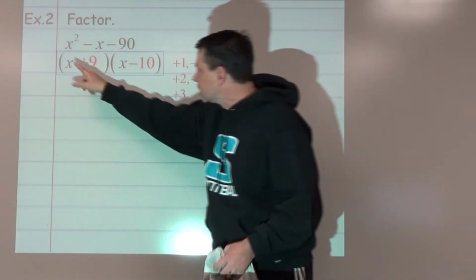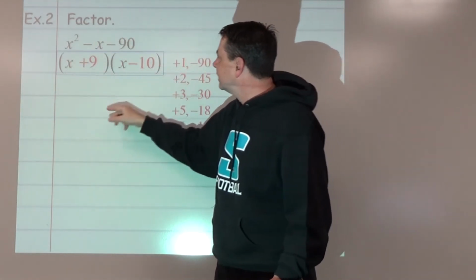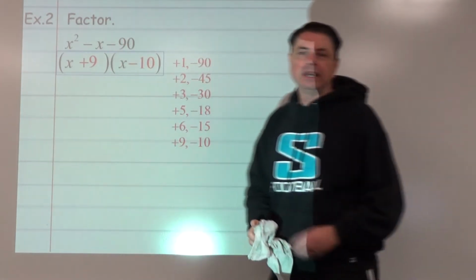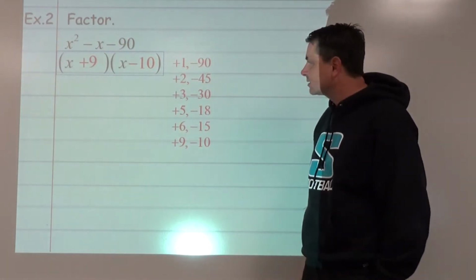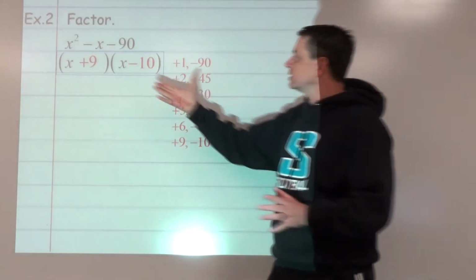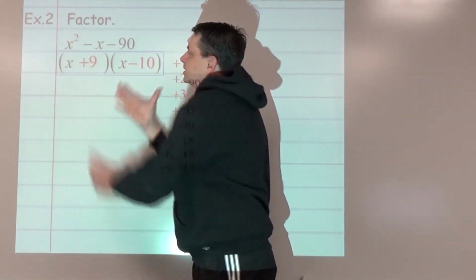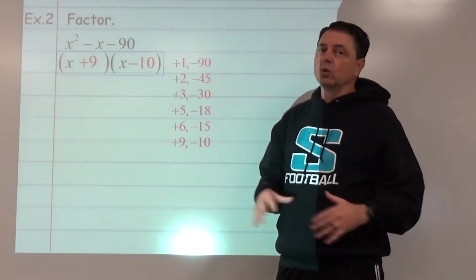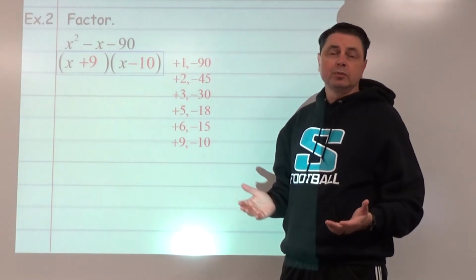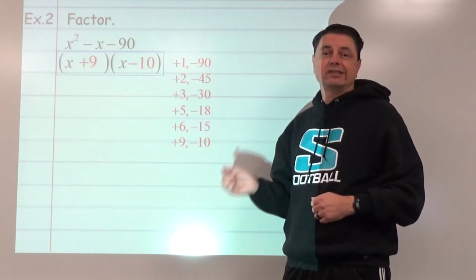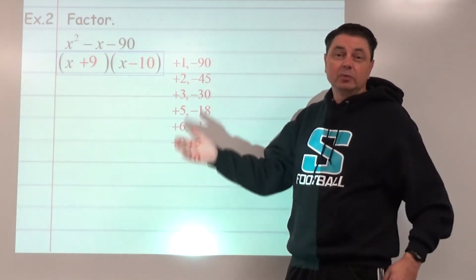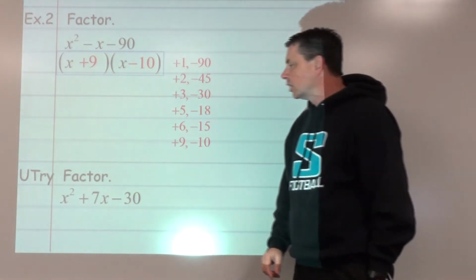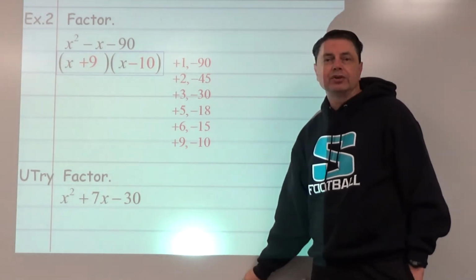And then if we double check again, we get negative 10x plus 9x, and that does make the negative 1x. And as far as order goes, if we had taken these and reversed them, and it's still x plus 9, it's still x minus 10, but in a different order, we already know with multiplication, order doesn't matter. 5 times 3 is the same thing as 3 times 5, so that would be fine as well. All right, pause here. Go ahead and try this one. Hit play when you're ready.